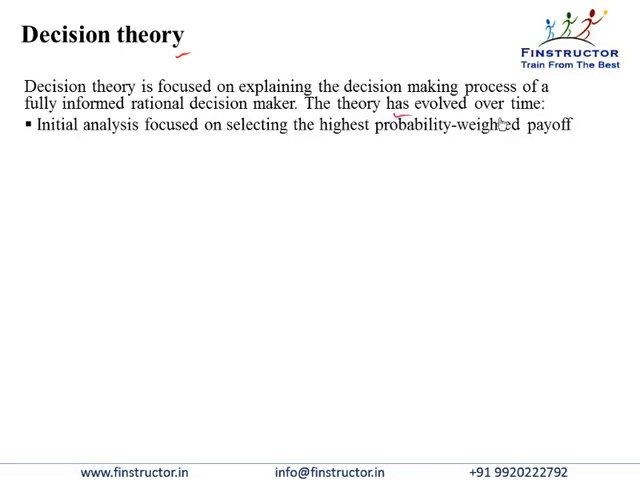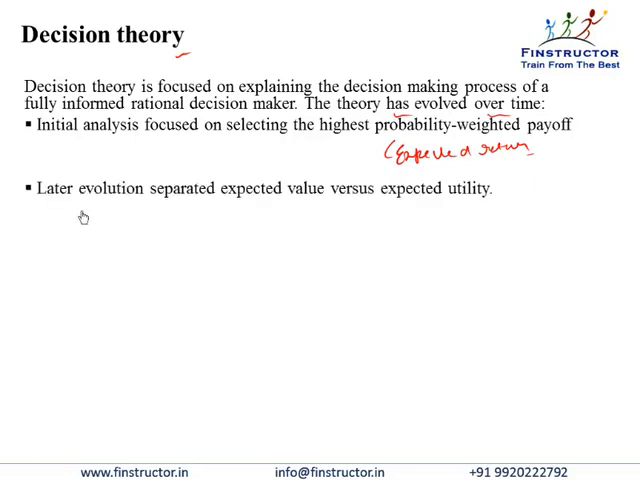So this theory has also evolved over time. Even traditional finance has become more broad-based in its approaches. Up till earlier, or at level 1, the analysis was basically on selecting the highest probability weighted payoff. That is, which is the portfolio that has the highest expected return. That is the portfolio that will be picked. Subsequently, we added expected utility, not expected return.